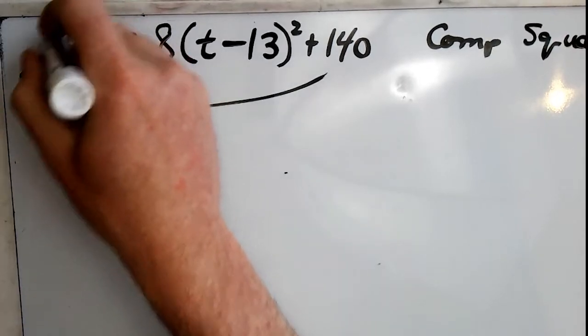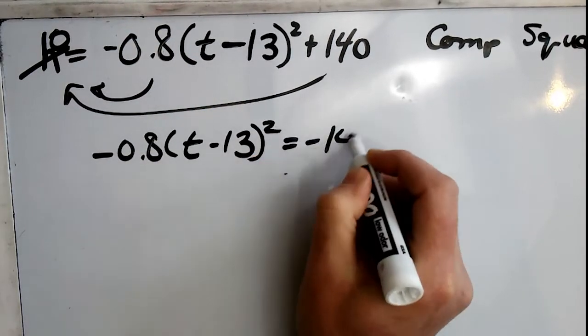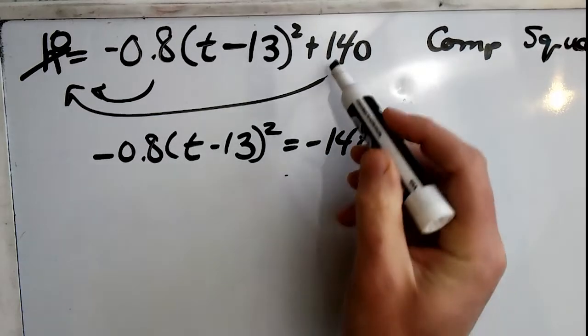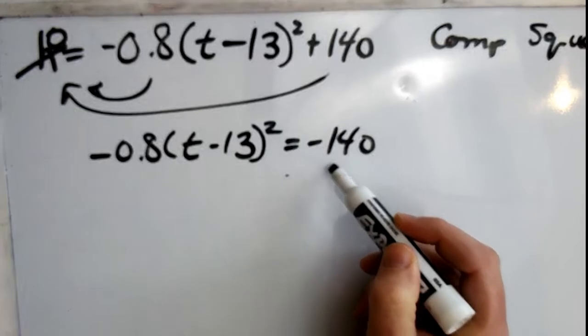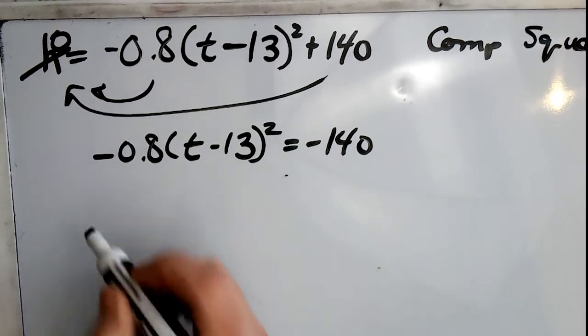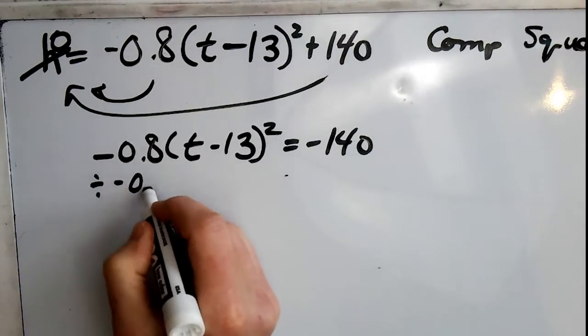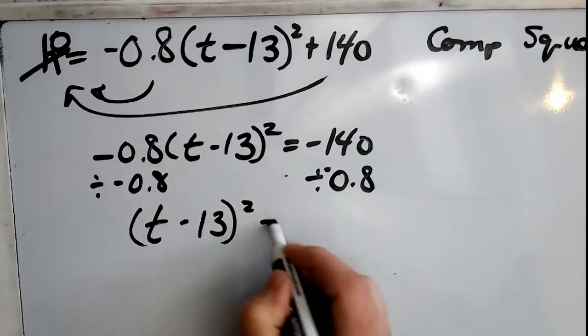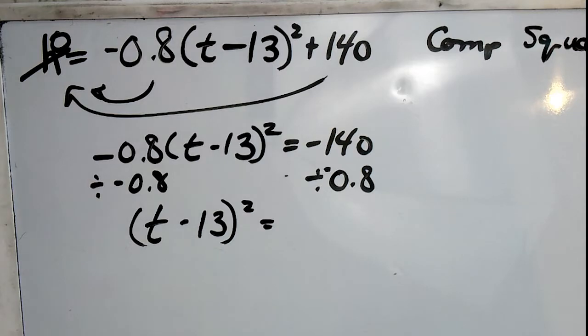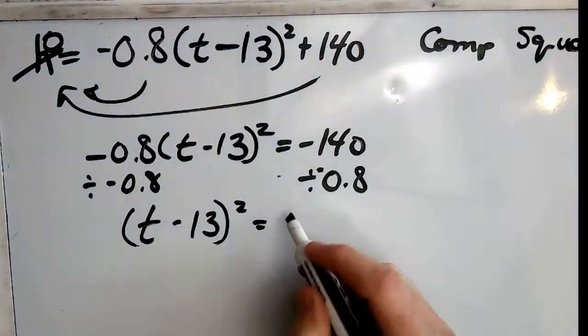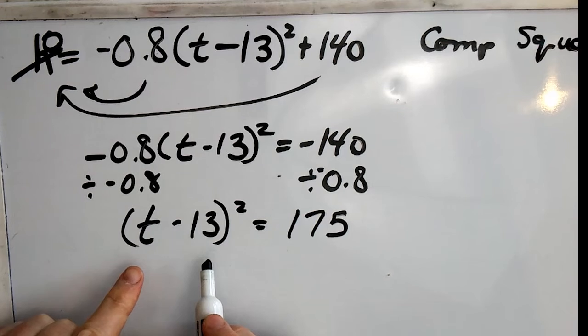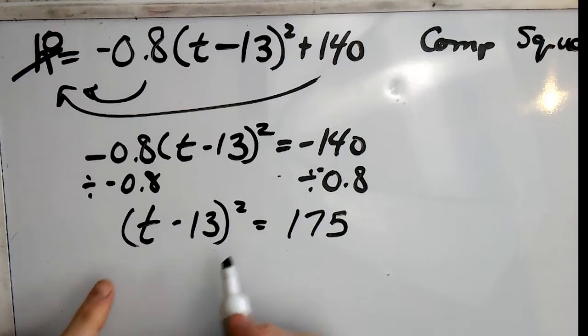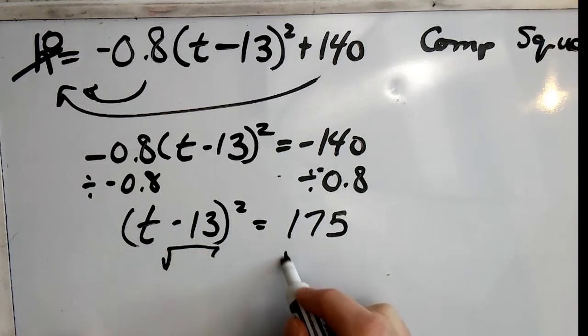So this becomes 0, and I've moved the 140 over. I'm subtracting 140 to move it, so negative 140 there. Divide by negative 0.8. Now that I've got the perfect square, there's nothing on the outside of the brackets. I'm going to square root both sides.